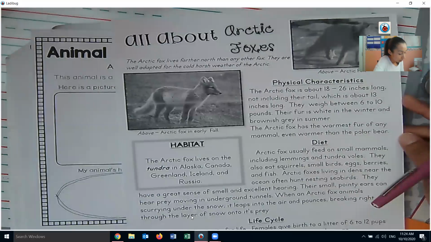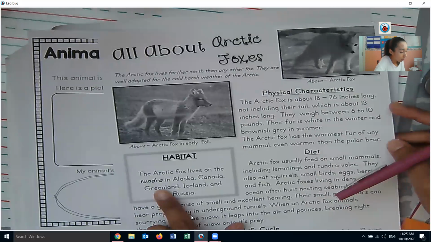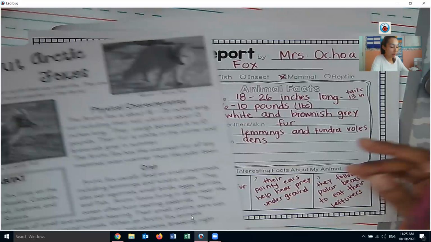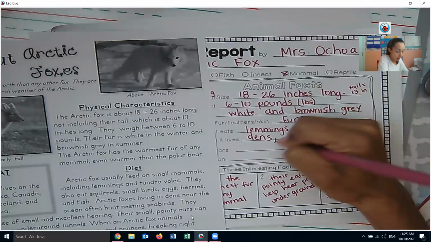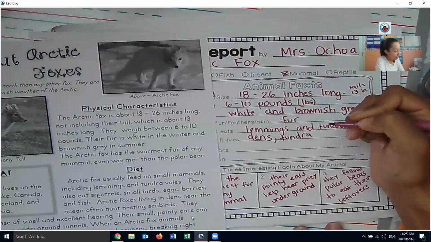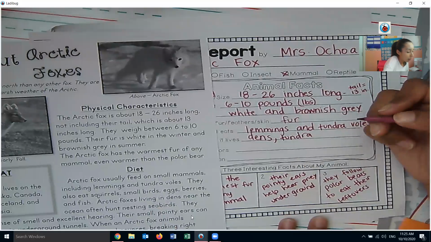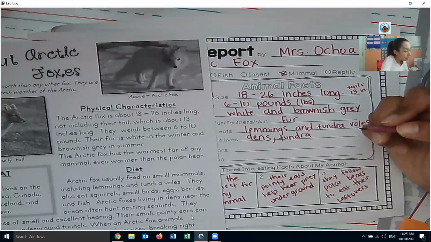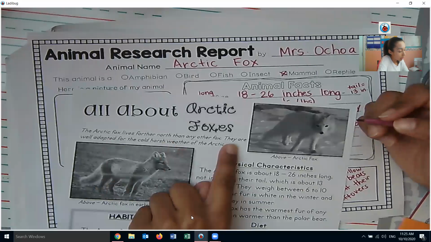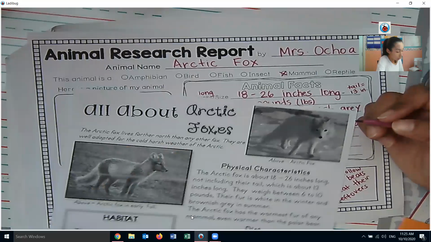Let's see. Here, we already read that piece, the did you know. So here's the last piece. The Arctic fox lives on the tundra. So we'll talk about habitats later on. So dens, I'm gonna put a little comma here. Tundra in Alaska, Canada, Greenland, Iceland, and Russia in the tundra. So really cold places. And oh, you know what? I didn't read this piece here at the top. The Arctic fox lives further north than any other fox. They are well adapted for the cold, harsh weather of the Arctic. So they live in the Arctic.